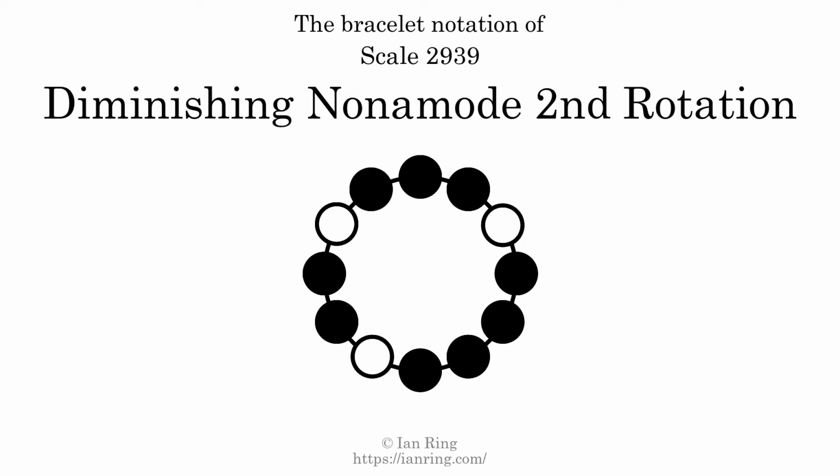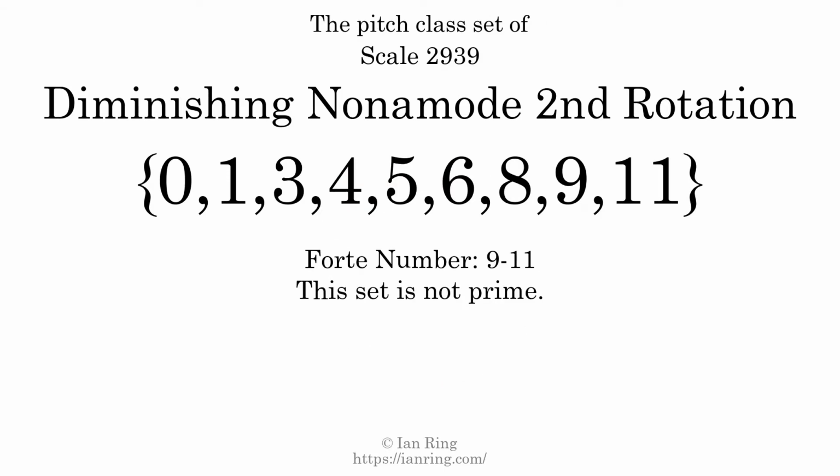2939. The shaded circles represent tones that appear in the scale, and they are read clockwise, starting at the top. The pitch class set for this scale is 0, 1, 3, 4, 5, 6, 8, 9, 11. The fault class is 911. This set is not prime.